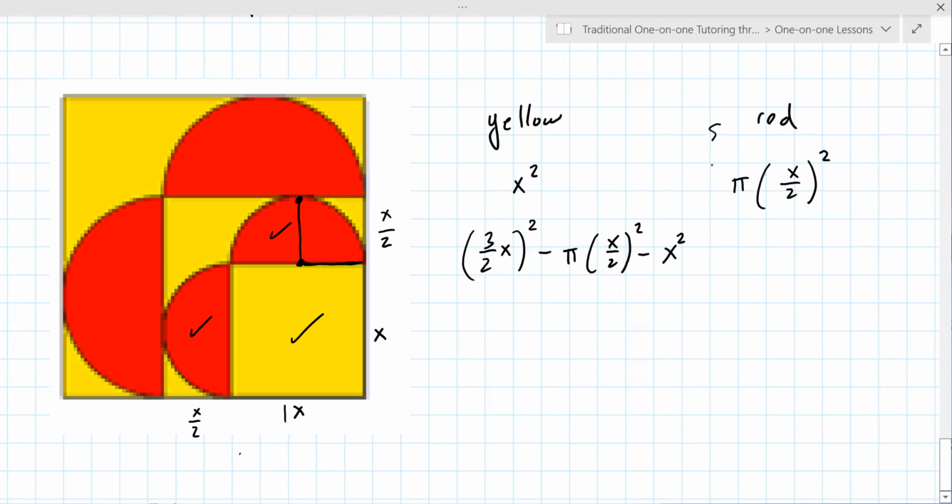You may notice that this x squared and this minus x squared cancel out when we add these up, but we're not quite ready for that. Now we have to find the area of the red here, these two circles. This length right here is 3 over 2 x going across. That's the diameter. So if you cut that in half for the radius, it's 3/4 x. So the radius of this big one is 3 over 4 x.